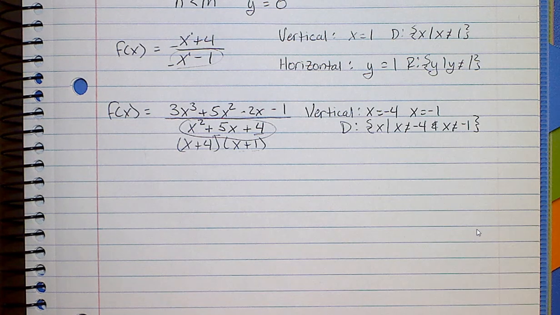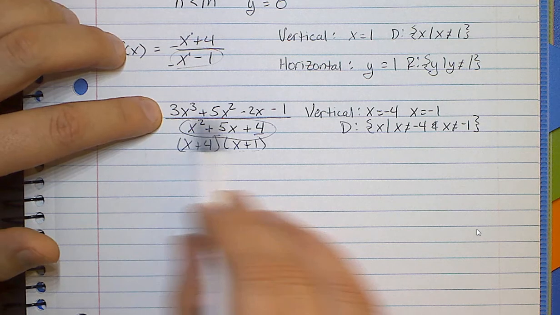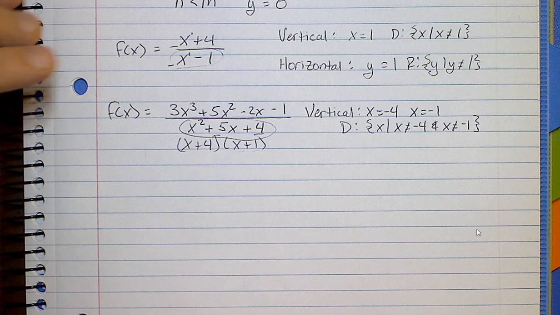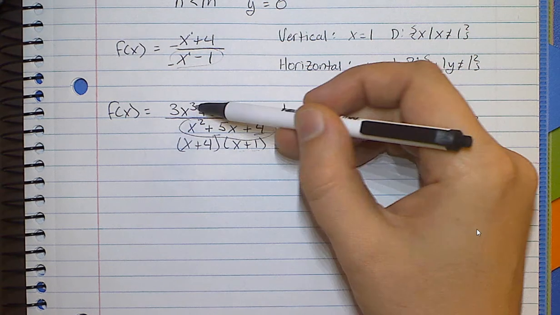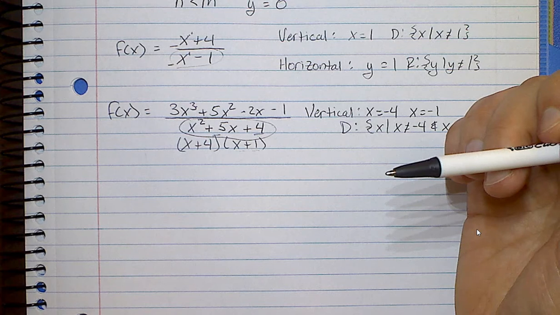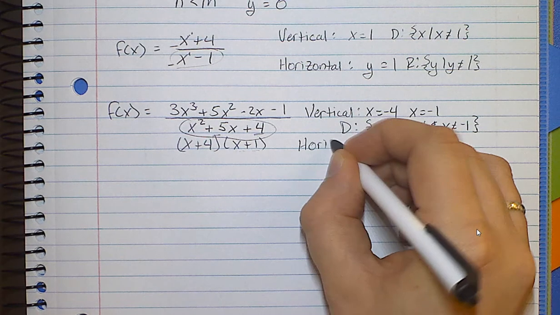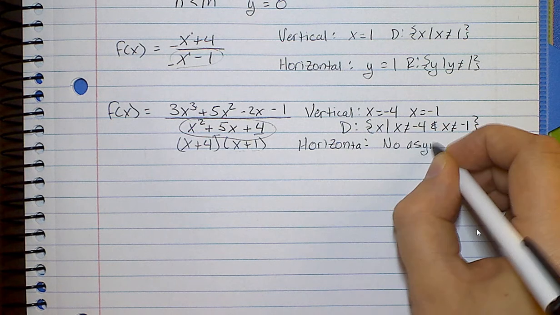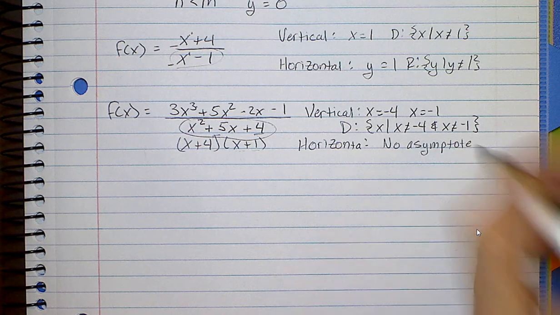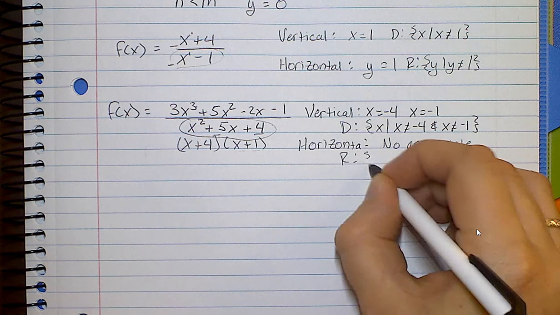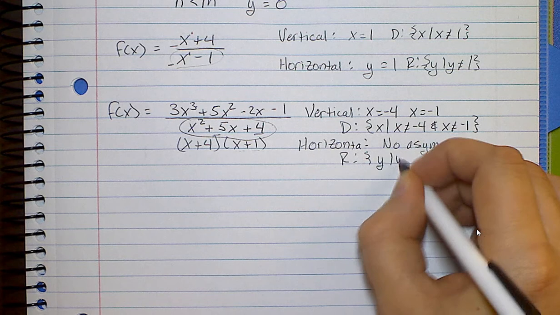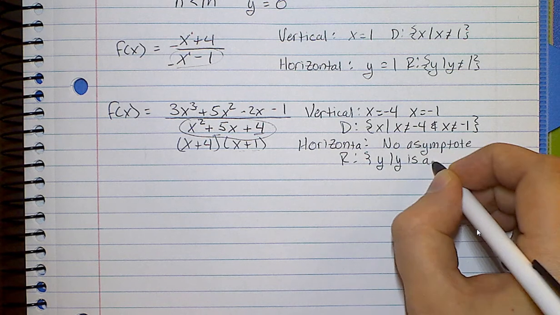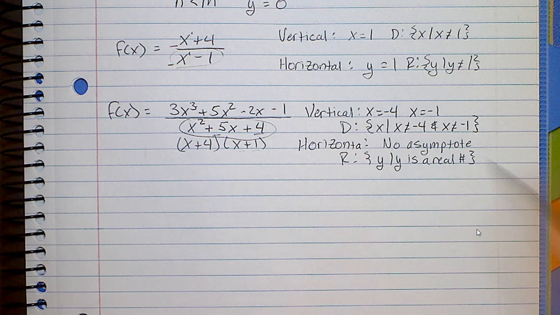Now to find the horizontal asymptote, you don't need to mess around with almost any of this. All you need to look at is: is the power on top greater than the power on bottom? Yes. Okay, so that means there's no horizontal asymptote. So horizontal, no asymptote. What that also means is that your range, since there's no asymptote, is now just y such that y is a real number. So now there's no exception to the range because there's no asymptote.